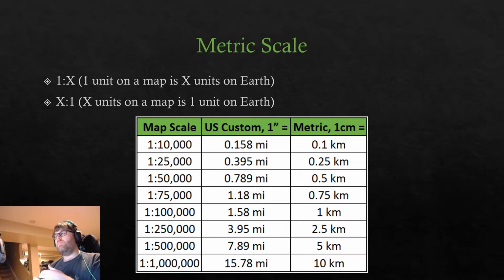So this table kind of gives you some common map scales and their equivalents. So if we were talking about, say, a 1 to 250,000 map scale, that's approximately equivalent to saying 1 inch is about 4 miles, or 1 centimeter is approximately 2.5 kilometers.